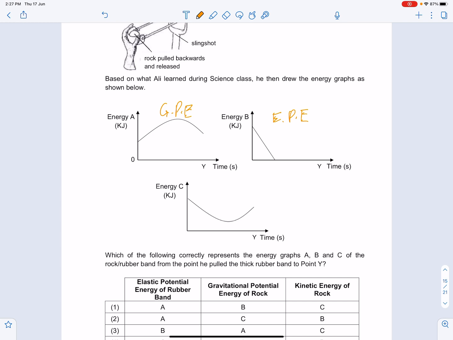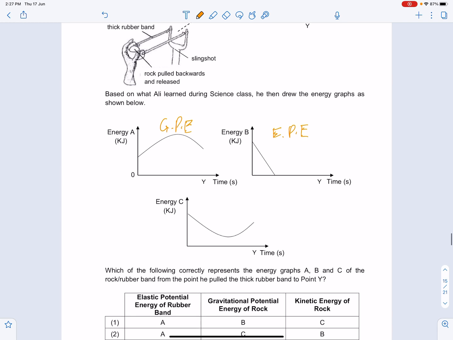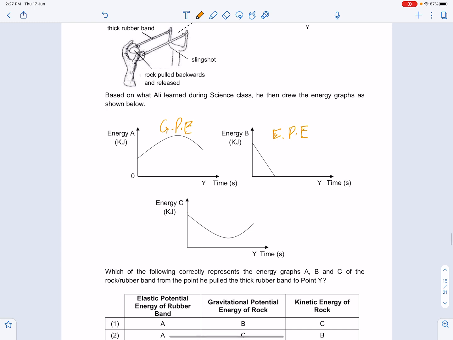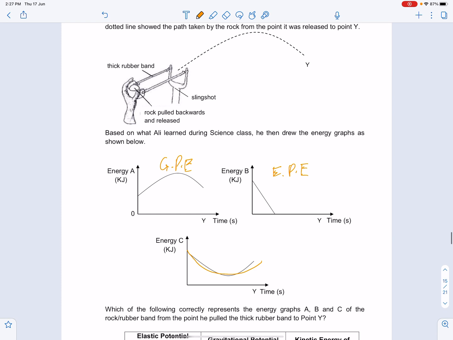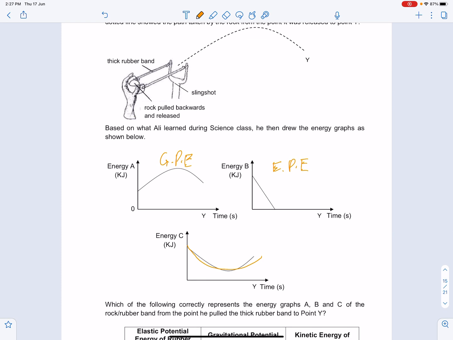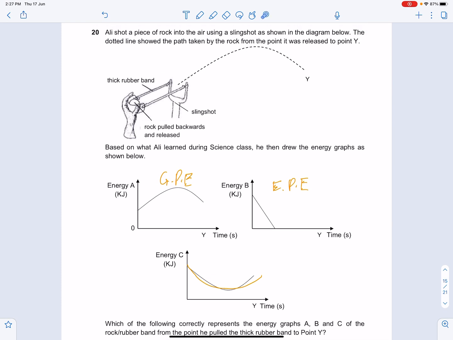And then last but not least, you have your kinetic energy, in this case, all right, which is energy C. Why? So if you take a look at it, okay, it first decreases and then it increases. Okay, so why is that so? Now, if you take a look at here, over here, this corresponds to this part of the graph. So as you release your slingshot, your kinetic energy is being converted to other forms of energy, such as your GPE. So obviously, as GPE increases, your KE will decrease because it's being converted to another form.